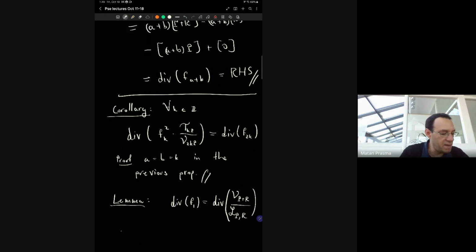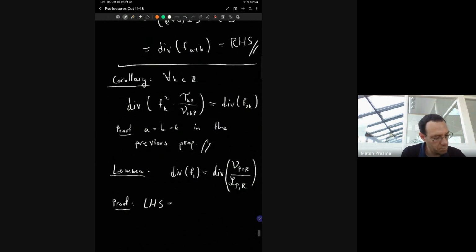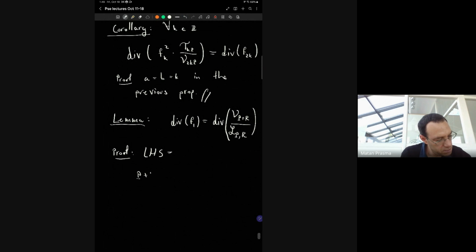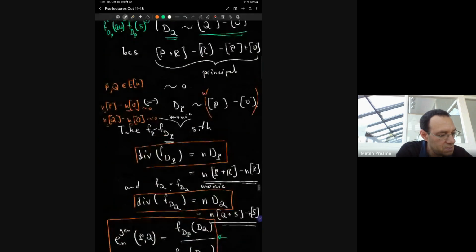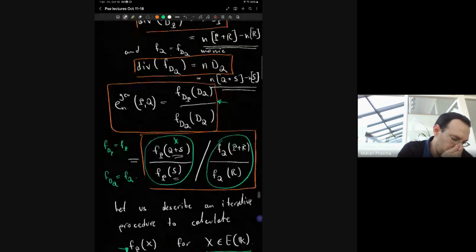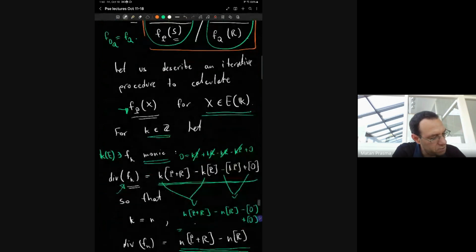Let's do it. f_1 by definition is a function that has divisor (P plus R) minus (R) minus (P) plus (O). Okay, this I can show you. So just substitute k equals 1 here, and you get (P plus R) minus (R) minus (P) plus (O).